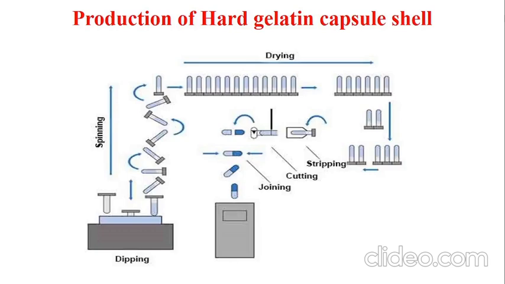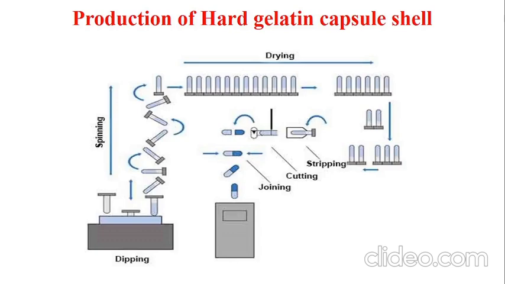Thereafter we allow the pins to dry. Meanwhile, they acquire the desired size, shape and dimensions by molding, and thereafter the mold is removed. That means the cap as well as the body is removed by stripping, followed by cutting, that means trimming. Thereafter we join them with some mechanism. So that we are discussing.